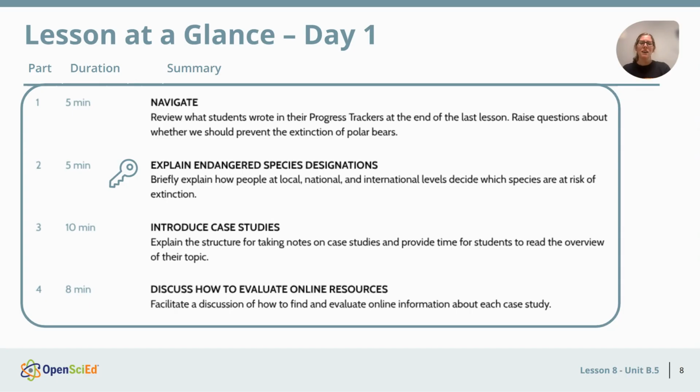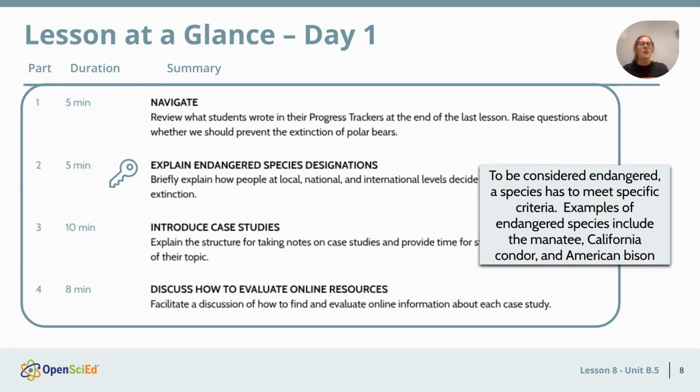Loop 1, which will be most of day 1, we're going to have students recall what they wrote in their progress trackers at the end of the last lesson and raise the question of, should we prevent the extinction of polar bears or not? We'll explain the endangered species designation, introduce case studies, and discuss how to evaluate online resources. Students figure out that to be considered endangered, a species has to meet specific criteria. Examples of endangered species include the manatee, California condor, and American bison. And we're wondering, what is our role in protecting endangered species?